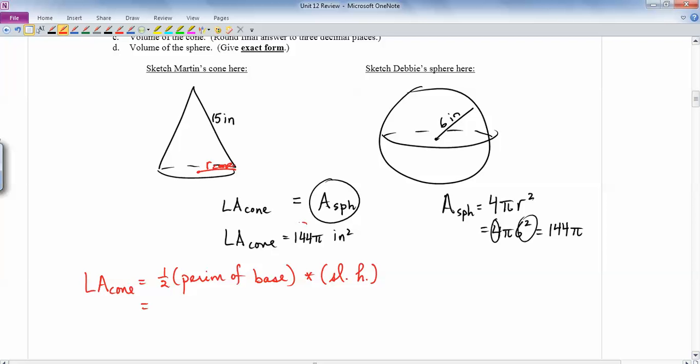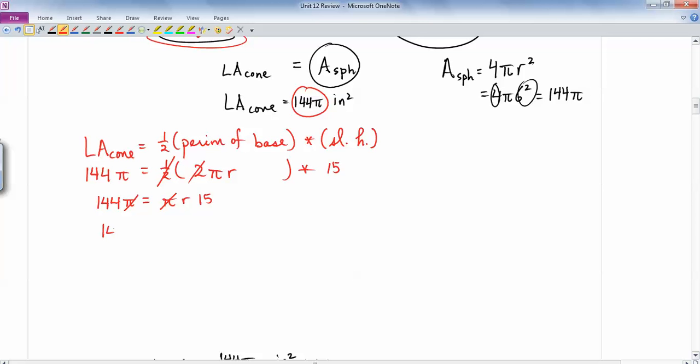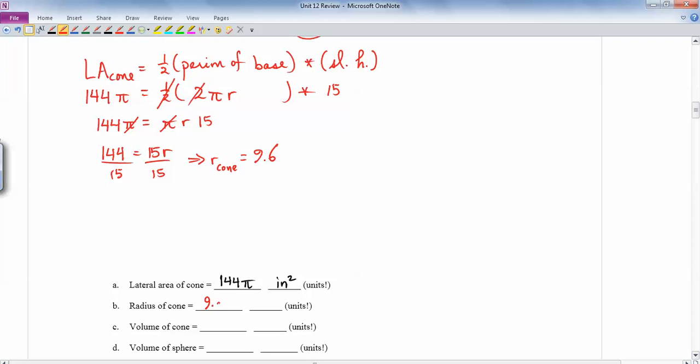We know that the lateral area is 144 pi, so I can set that equal to 1/2, and the base here is a circle. The perimeter of a circle is the circumference, 2 pi r, times the slant height, 15. Let's simplify this side. The half and the 2 cancel, and I've got 144 pi equals pi r 15. If I divide both sides by pi, those go away. Now I've got 144 equals 15 times r, so I can divide both sides by 15. So r of the cone, not the sphere, is 144 over 15, which is 9.6 inches.